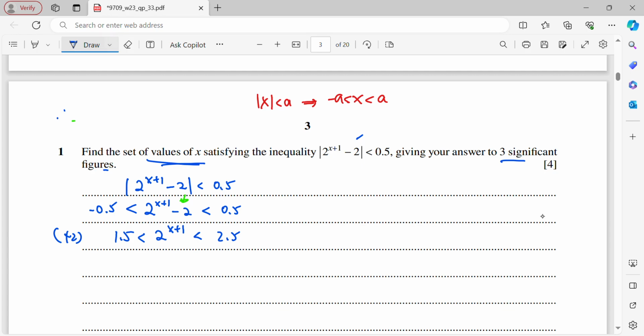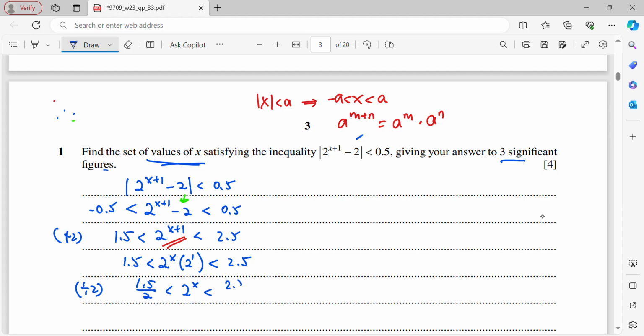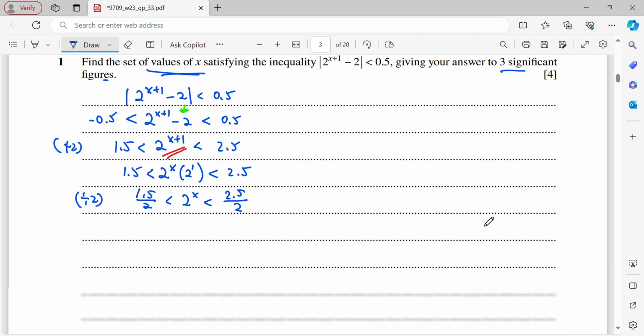Then we have another formula here: a to the power of m plus n is basically a to the power of m times a to the power of n. I need to apply it here, so then I will get the x later on. So this is actually the same as 2 to the power of x times 2 to the power of 1. From here, I will divide the whole inequality by 2. Then you will get 1.5 divided by 2 less than 2 to the power of x less than 2.5 divided by 2.